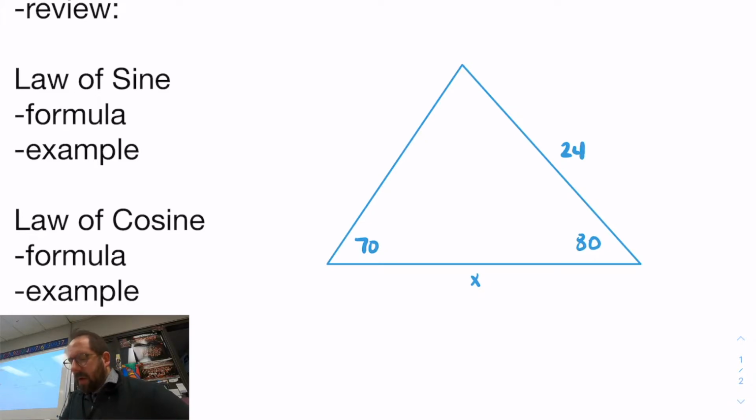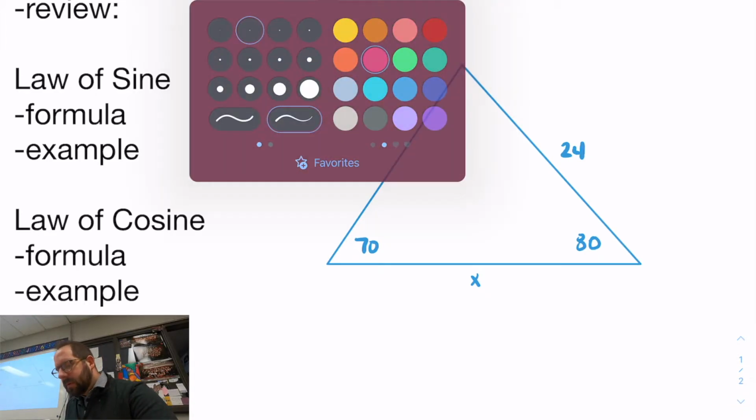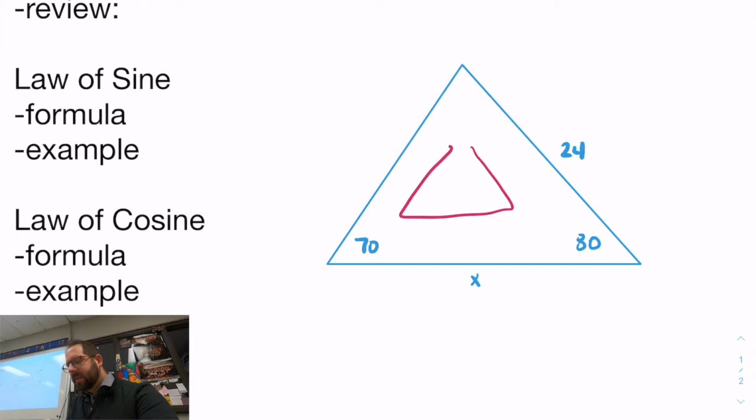Okay, so on this problem, this is a non-right triangle. How can I prove that? What do triangles have to add up to on the inside? 180. So that means when I add these up, this has to be a 30 up here, because the 70 and 80 make 150, so that makes a 30-degree angle left on the top.